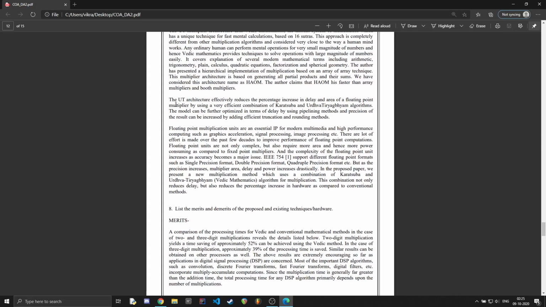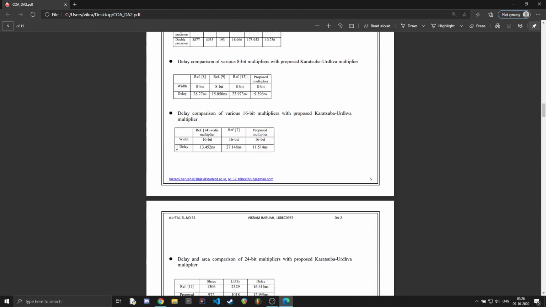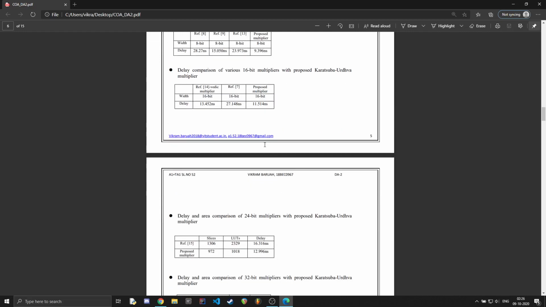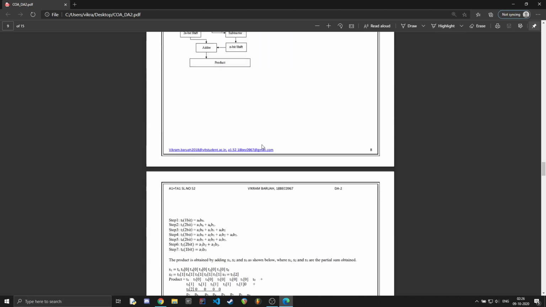So it covers explanation of several modern mathematical terms. The UT architecture also effectively reduces the percentage increase in delay, which I have shown in this answer, where we can see that the delay decreases for our multiplier compared to the pre-existing multipliers.